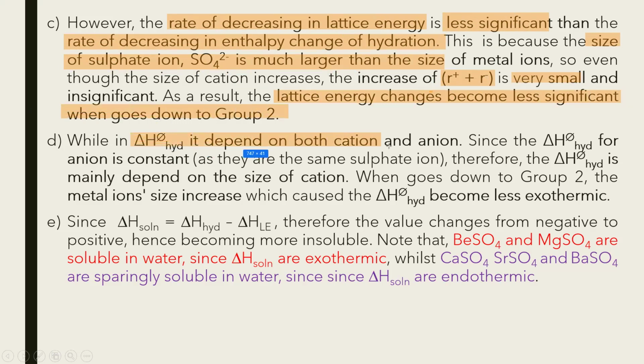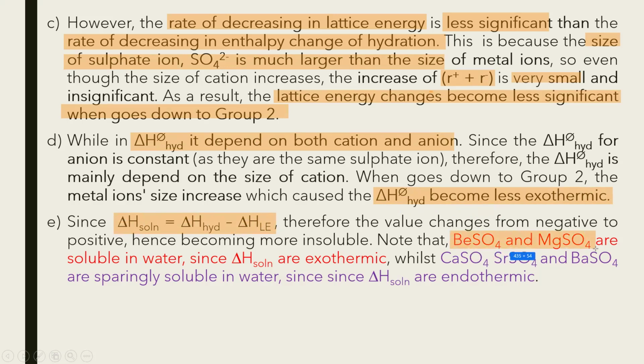Whereas the hydration depends on both cation and anion. Since the hydration of the anion is constant, the hydration depends mostly on the size of the metal ion. That is why it causes the enthalpy change of hydration to be much less exothermic. So since enthalpy change of solution equals hydration minus lattice energy, the value changes from negative to positive.